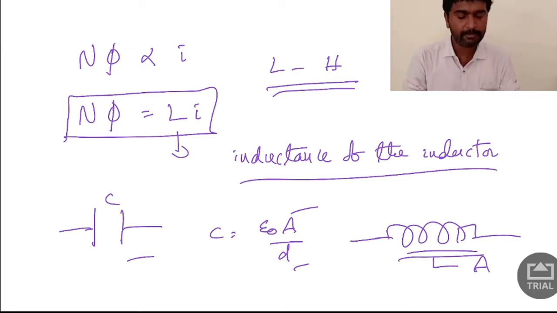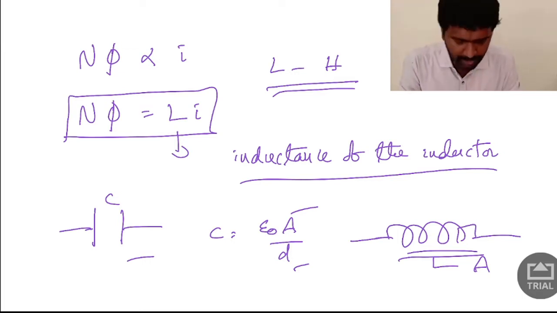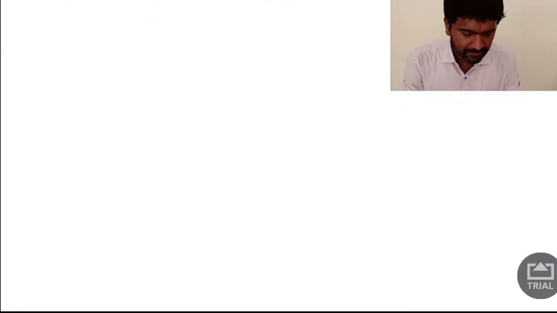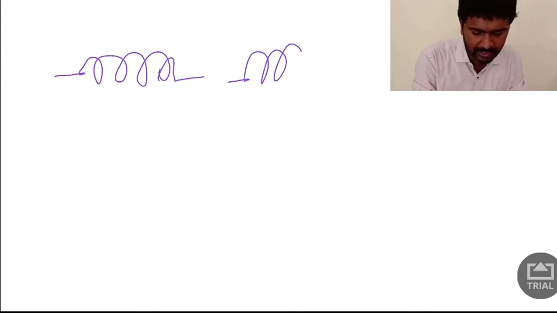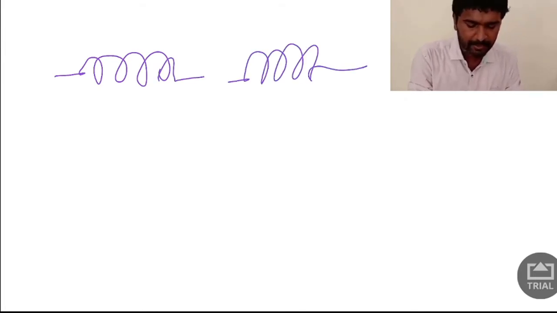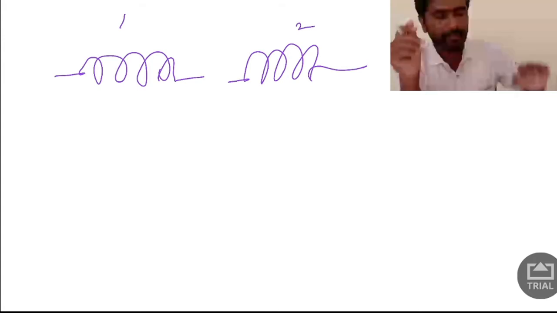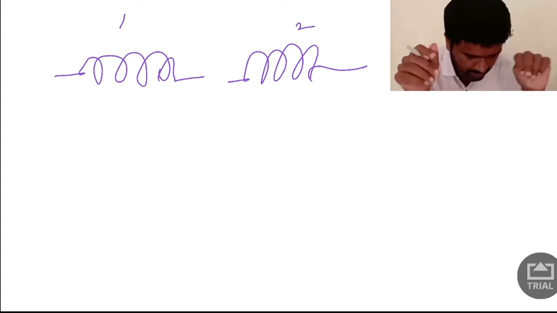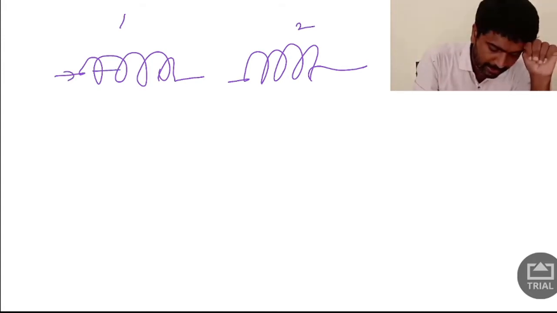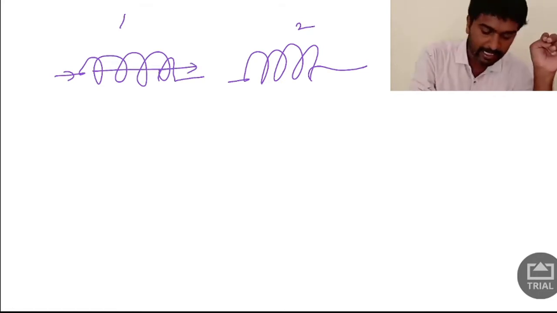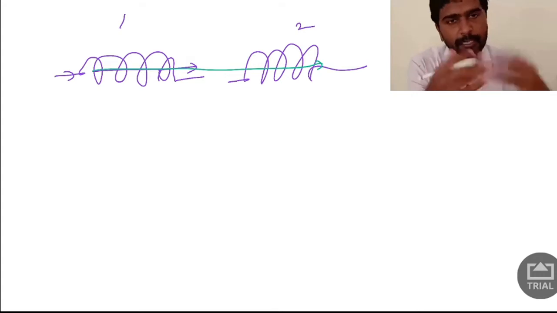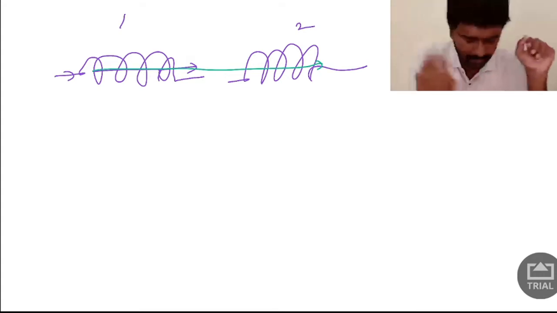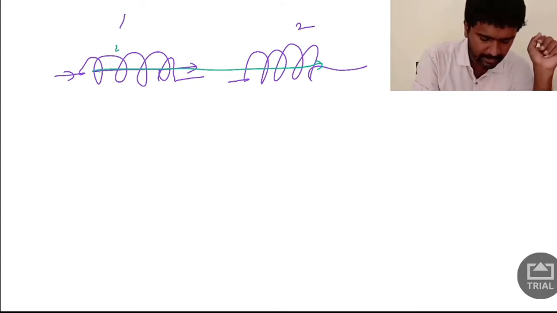Now let us discuss what is mutual inductance and what is self-inductance. Take two coils, for example, the first coil and the second coil. When you establish current in the first coil, that produces a magnetic field in this coil, and that magnetic field may go through the second coil also.